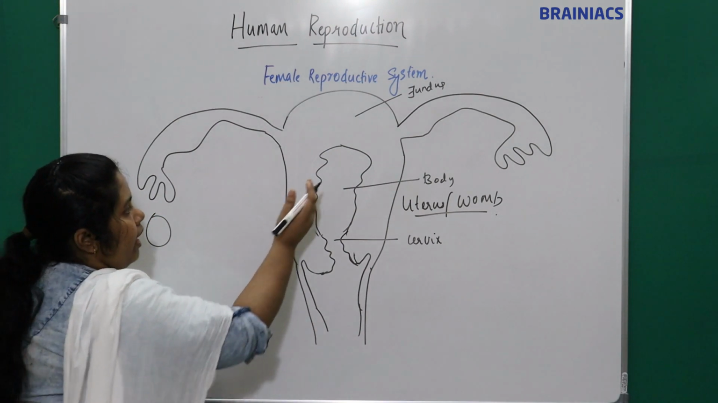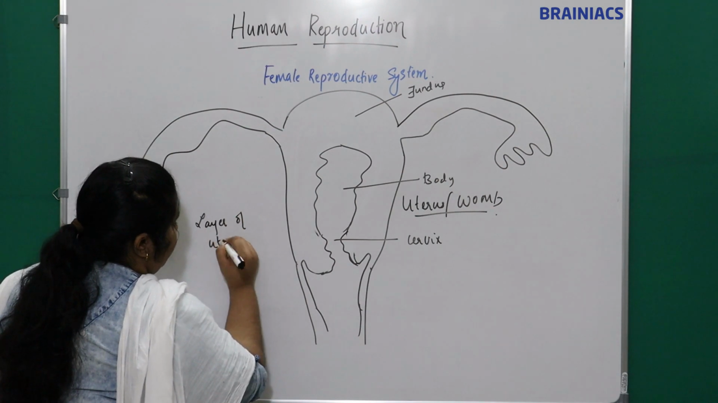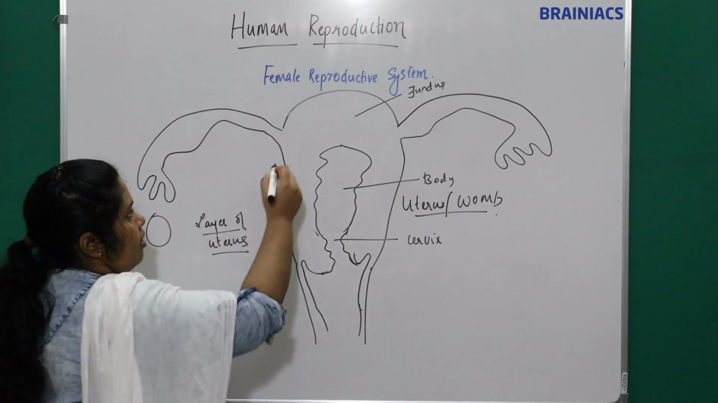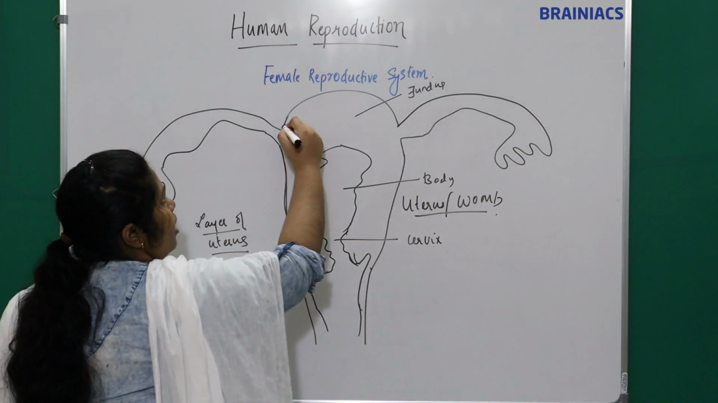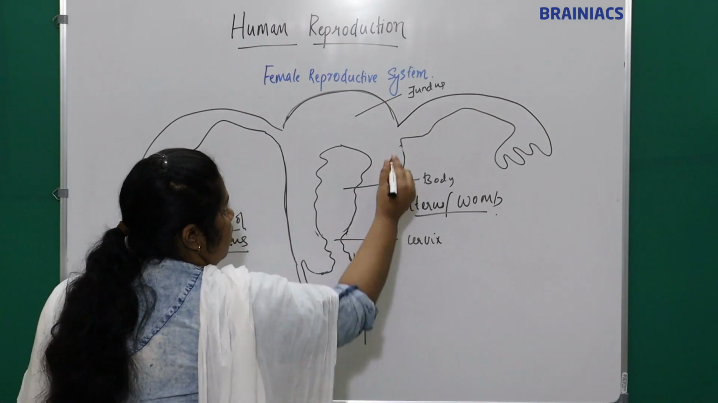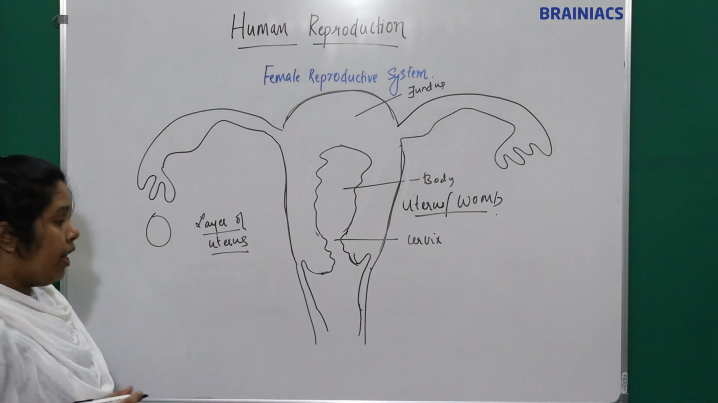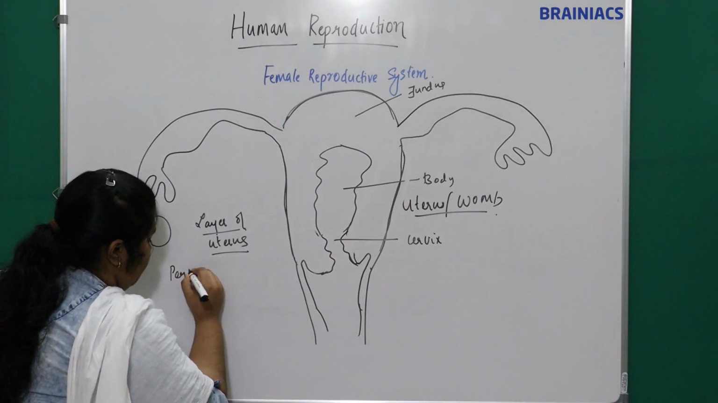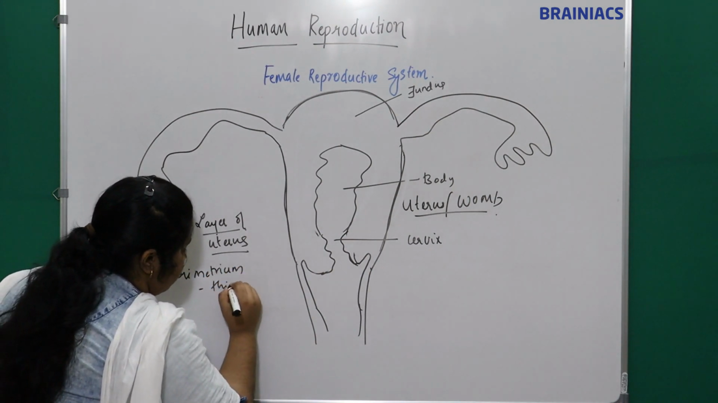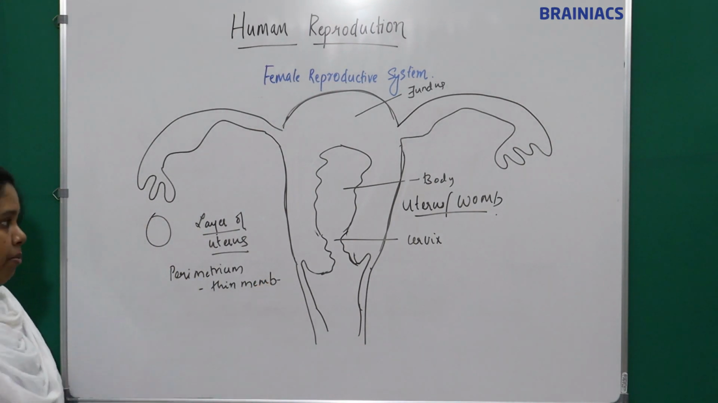Now we'll see the different layers of the uterus. The outer layer is a thin membranous layer, called the perimetrium.